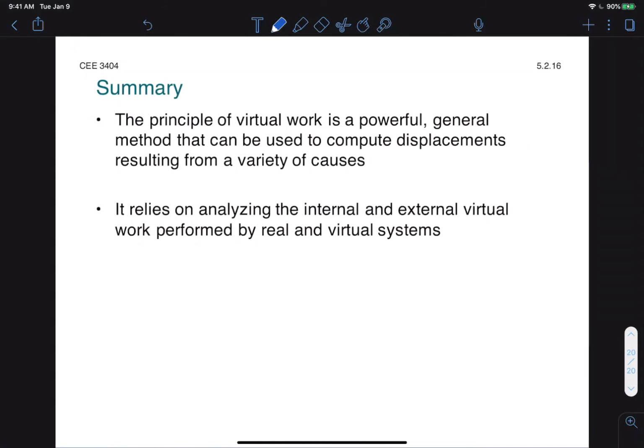So in summary, we've established that the principle of virtual work is a powerful, very general method for computing displacements due to a variety of causes, not just external loads. And it relies on creating a secondary virtual system in which we apply loads strategically to find the direction of the displacement that we want to calculate. So for every new displacement that you want to calculate, you need to define a new virtual system.